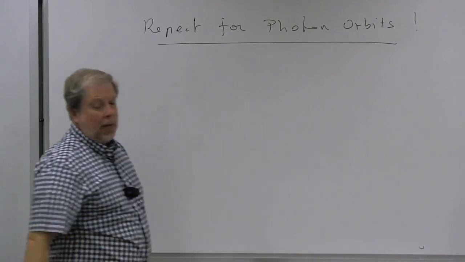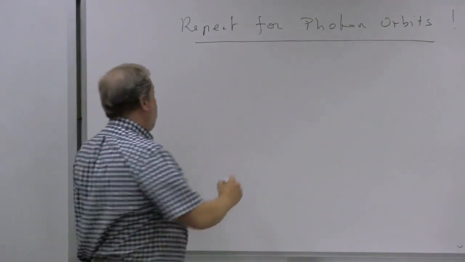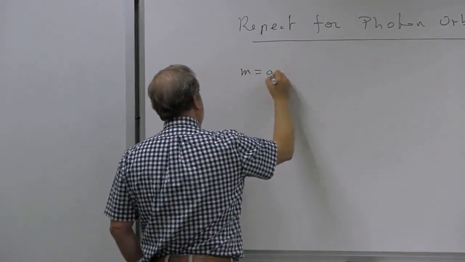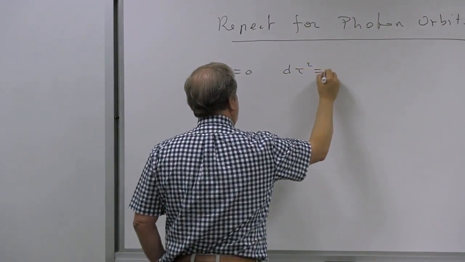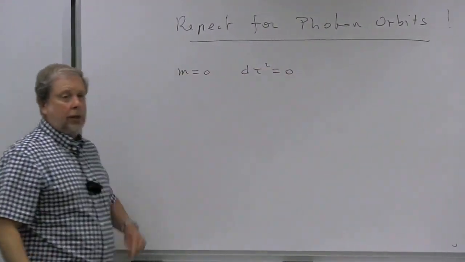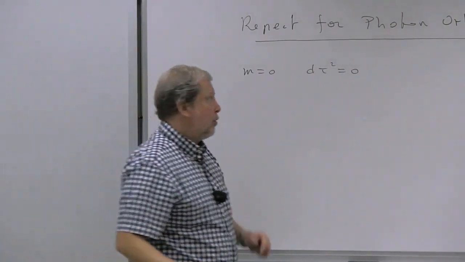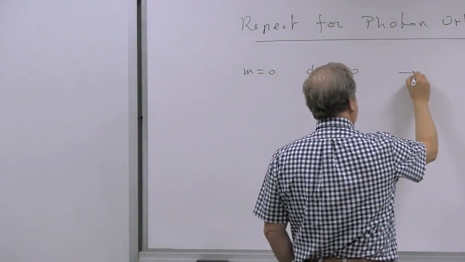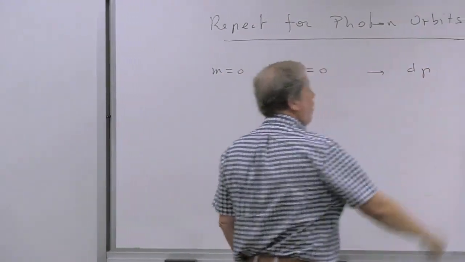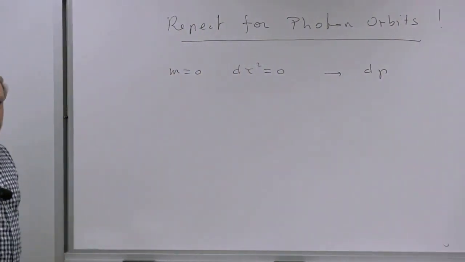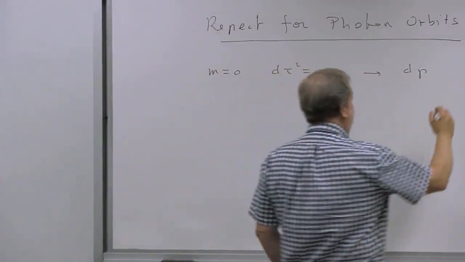Repeat for photon orbits. So now, again, the mass of the photon is 0, right? M is equal to 0. So that means that d tau squared is equal to 0. So we can't use the d tau as a parameter in the equation for free fall. This is something that we discussed some time ago. And so instead we use some other parameter, which we call p, which is referred to as an affine parameter.